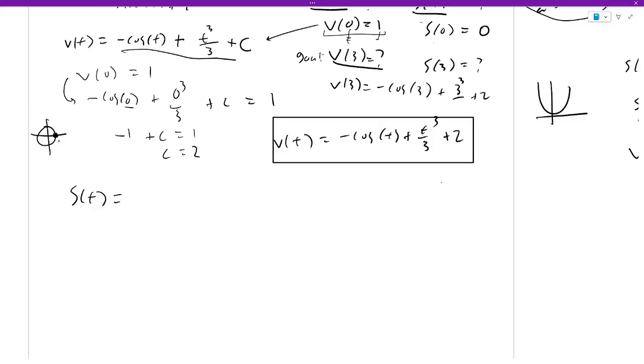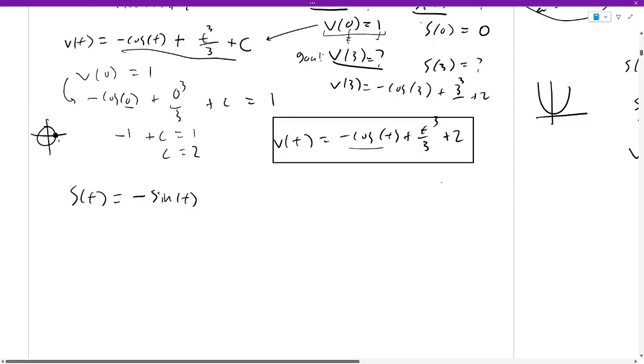Cosine. So I remember that the derivative of sine is cosine, which means this should be negative sine. Right, again, just double check. Right, derivative of sine is cosine, but the negative 1 stays, so it becomes negative cosine. Right, and that matches what we have in the velocity.